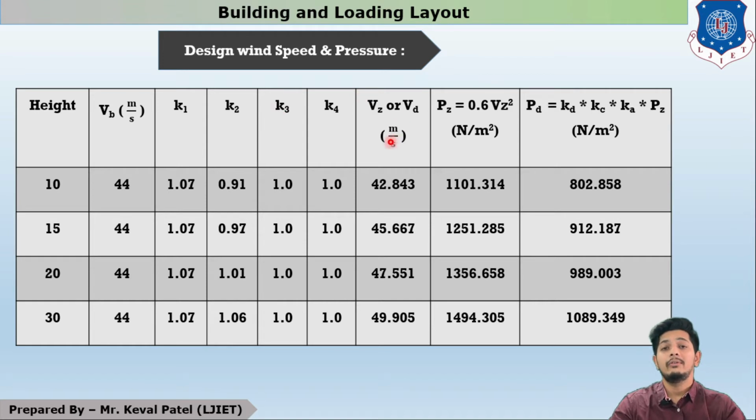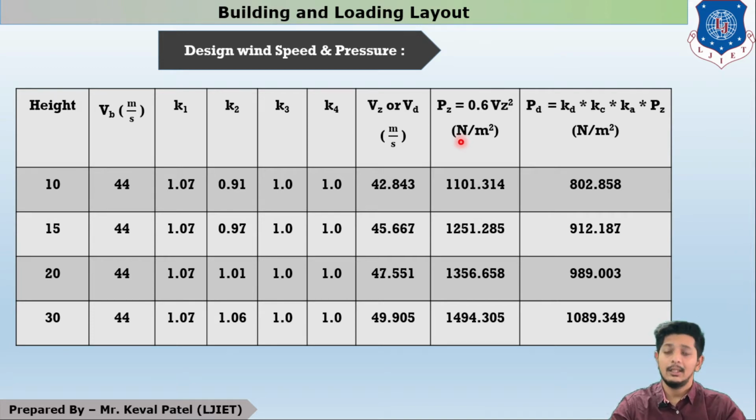Now we will find Vz or Vd. Vz or Vd is nothing but Vb into K1 into K2 into K3 into K4. So basically it is multiplication of columns number 2, 3, 4, 5 and 6. I am getting Vz or Vd for 10 meter 42 point something, for 15 meter 45 point something, for 20 meter 47 point something and for 30 meter 49 point something. So these are Vd or design wind velocity, we can say. After that, I will move to Pz.